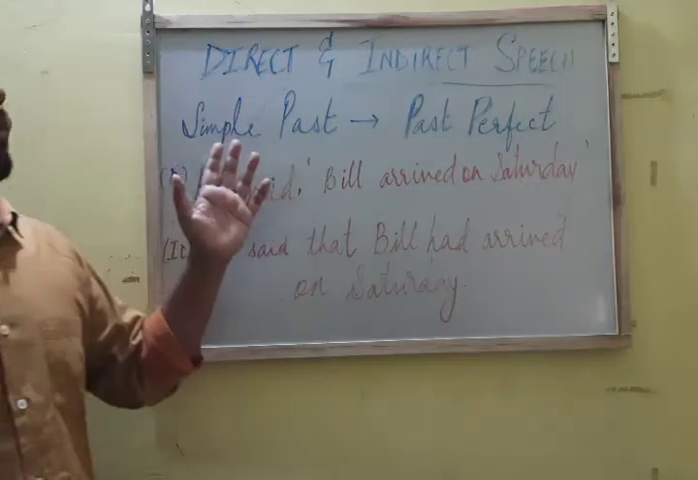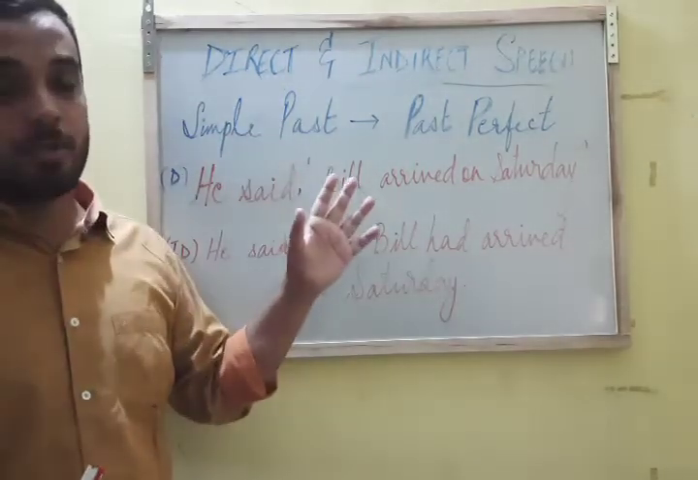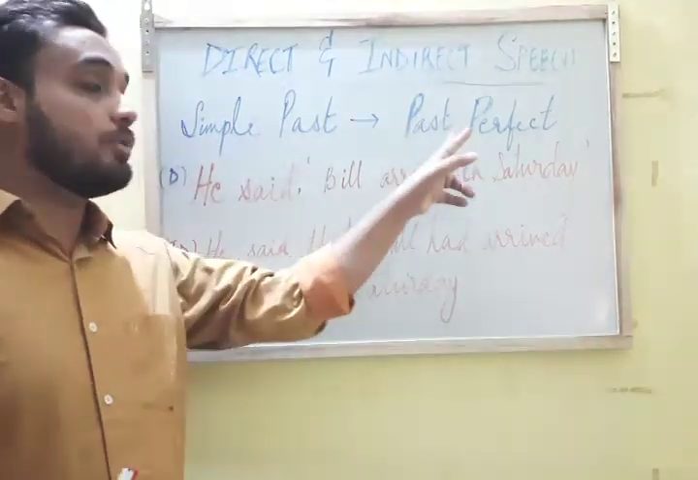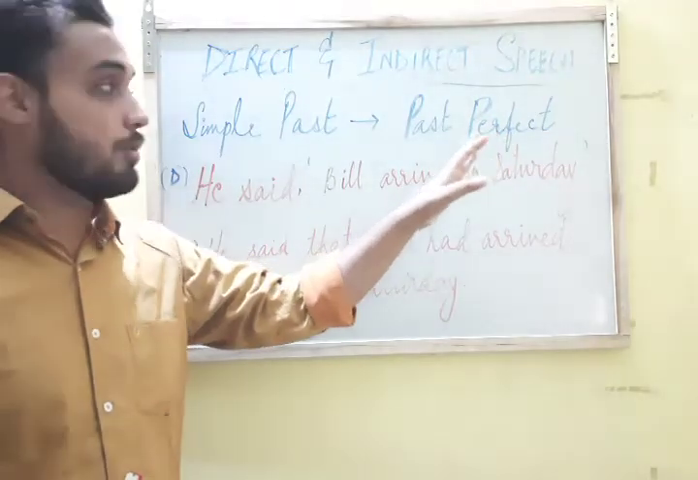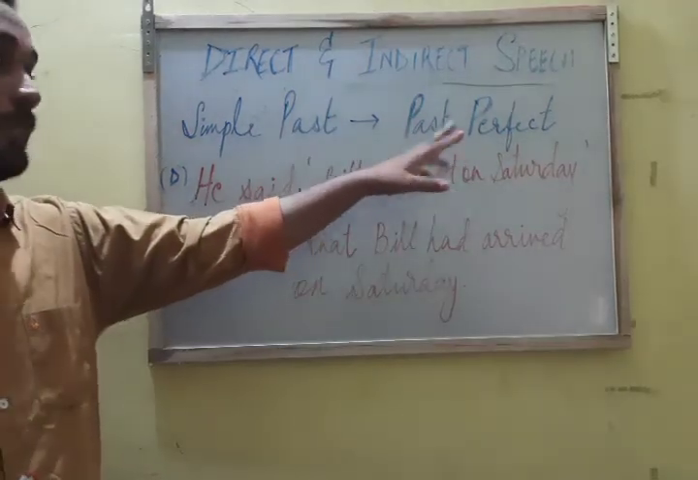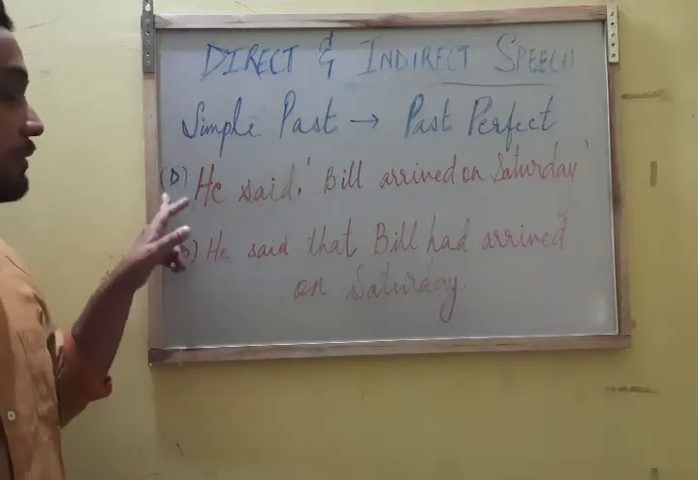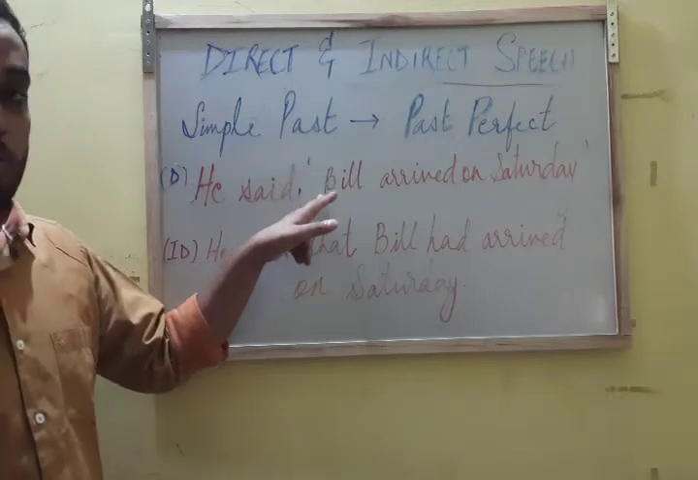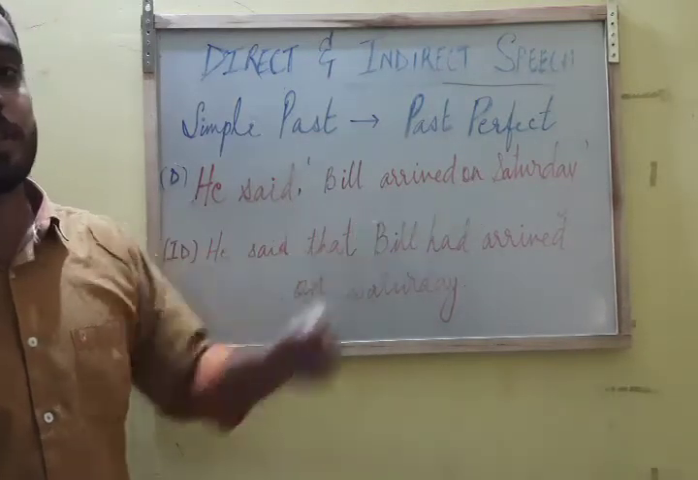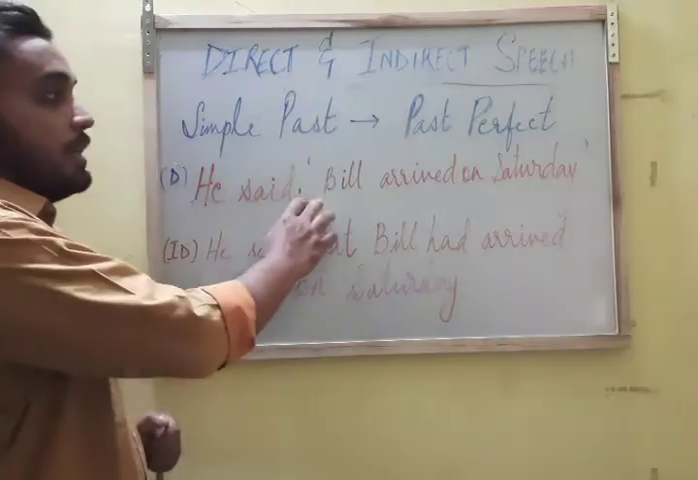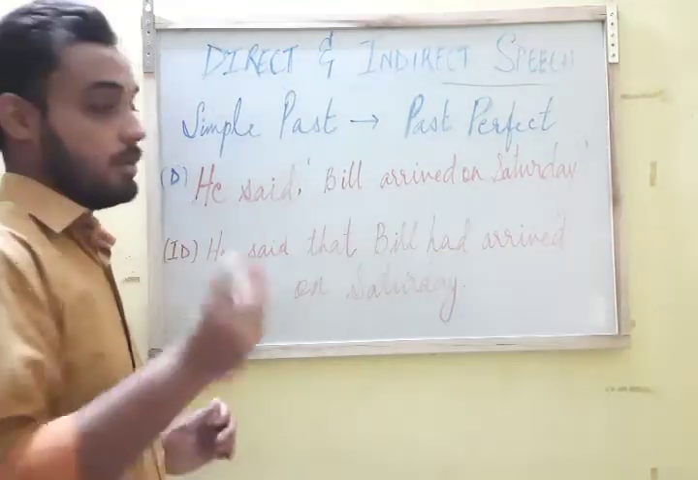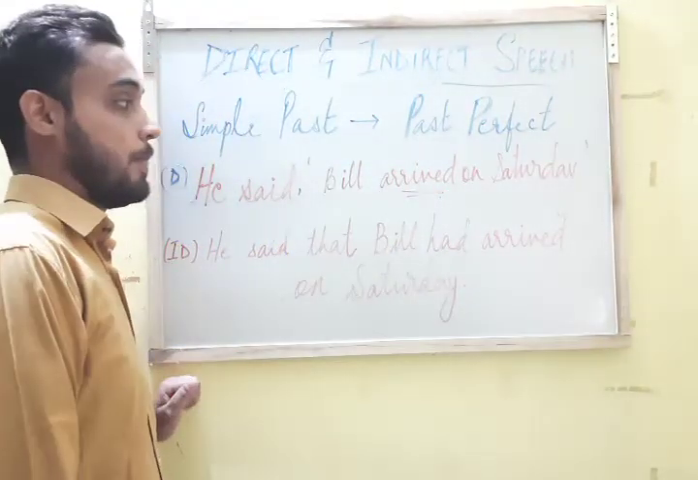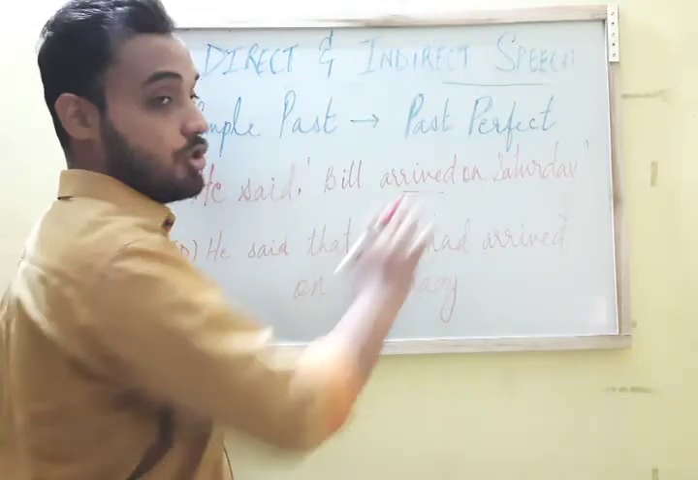Now while forming indirect speech from direct, the simple past tense changes to past perfect. Simple past changes to past perfect. The first example sentence says, he said, in quotation marks, "Bill arrived on Saturday." The verb arrived is in the simple past form, and the speech is within the quotation marks.